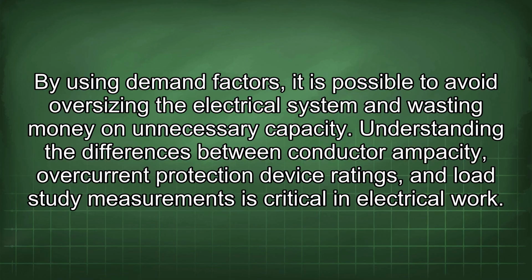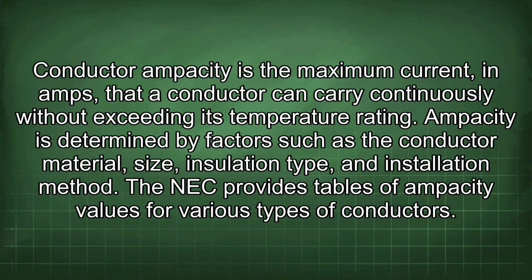Understanding the differences between conductor ampacity, overcurrent protection device ratings, and load study measurements is critical in electrical work. Conductor ampacity is the maximum current, in amps, that a conductor can carry continuously without exceeding its temperature rating. Ampacity is determined by factors such as the conductor material, size, insulation type, and installation method. The NEC provides tables of ampacity values for various types of conductors.